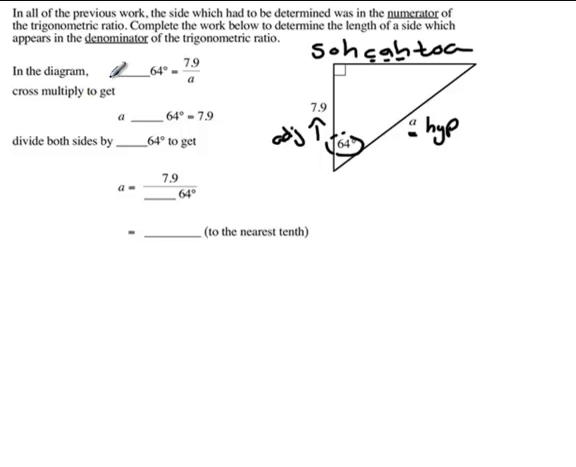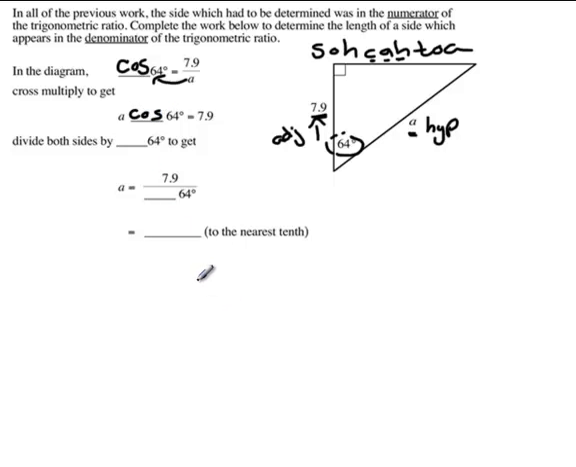So they've started this work for me. What they're saying is that the cosine of 64 degrees would be equivalent to the length of the adjacent side divided by the length of the hypotenuse. So the cosine of 64 equals 7.9 divided by a, because we don't know the length of the hypotenuse. So just like we did in the last few examples, we could cross multiply and bring that a up and multiply it by the cosine of 64 degrees.